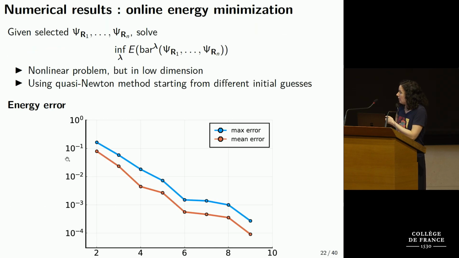Okay, and so in the online phase, we minimize the energy over the set of possible barycenters, and what we also nicely see is a very important decay of the error. We see that we gain about 3 orders of magnitude in the energy with a selection of less than 10 basis functions. So the decay is really sharp.